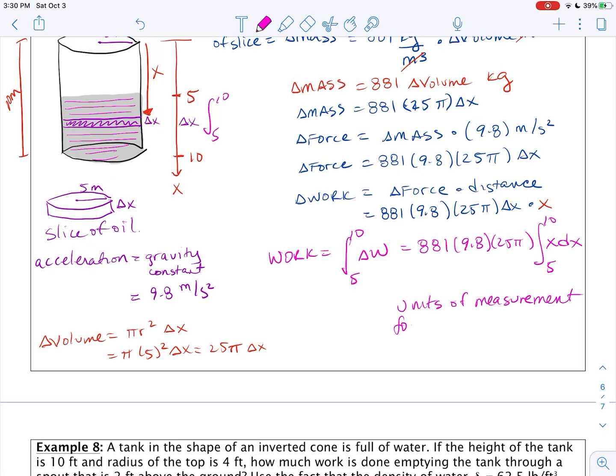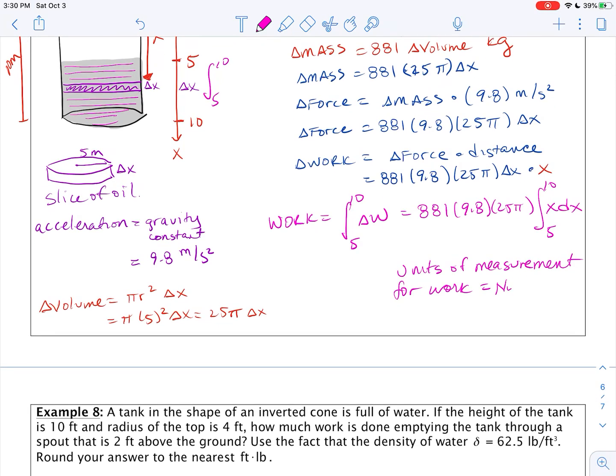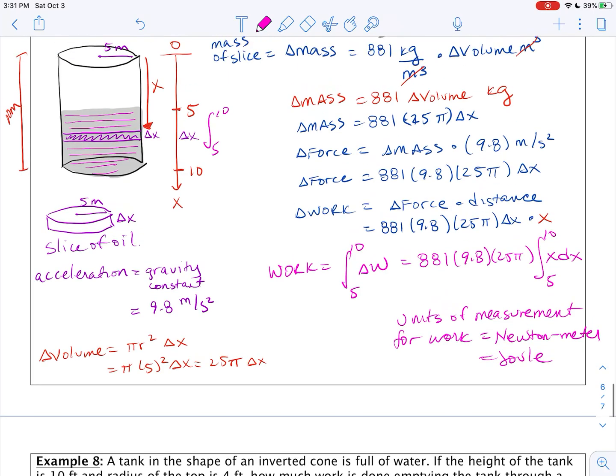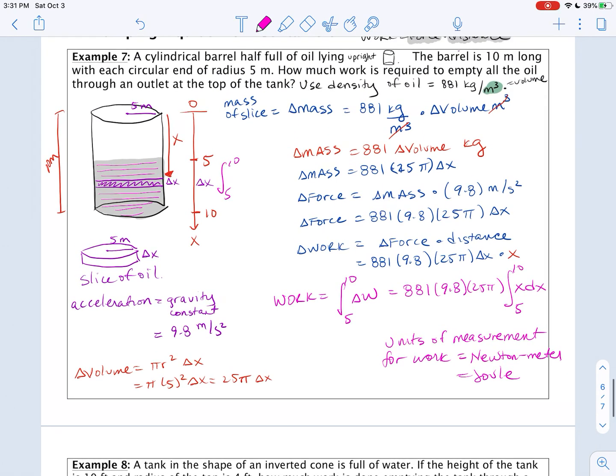for work is going to be the Newton meter, because we have the kilograms and the meters, so that's going to be the Newton meter, or you can call it the joule. Good. And so that's how you set up pumping liquid.